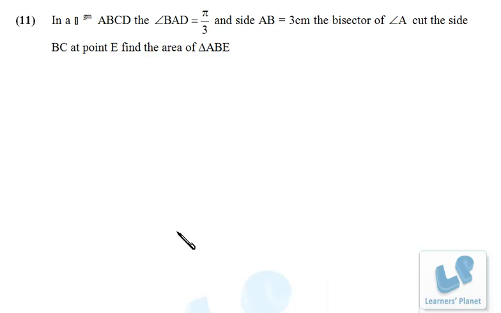Now let's try this problem. In a parallelogram ABCD, angle BAD is pi by 3 and side AB is 3 cm. The bisector of angle A cuts the side BC at point E. Find the area of triangle ABE. First of all, let's draw a diagram over here.